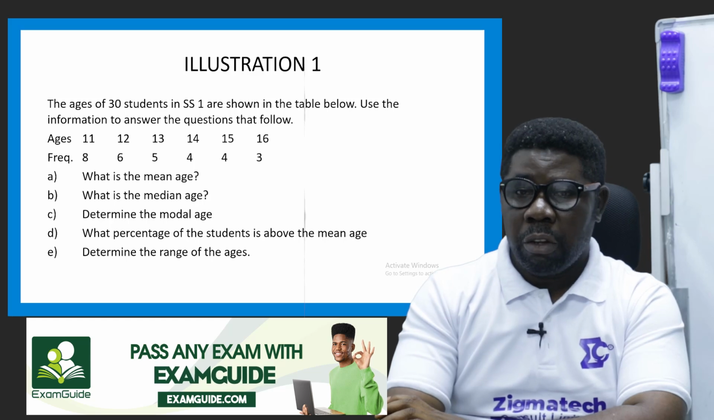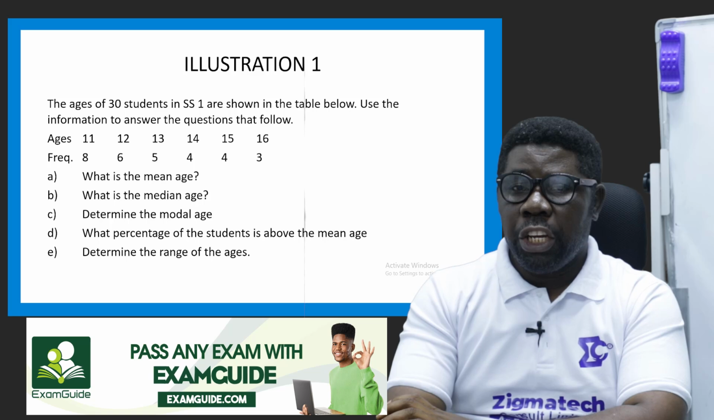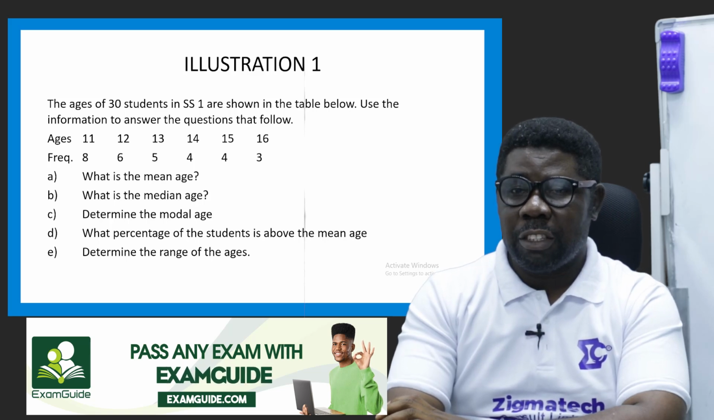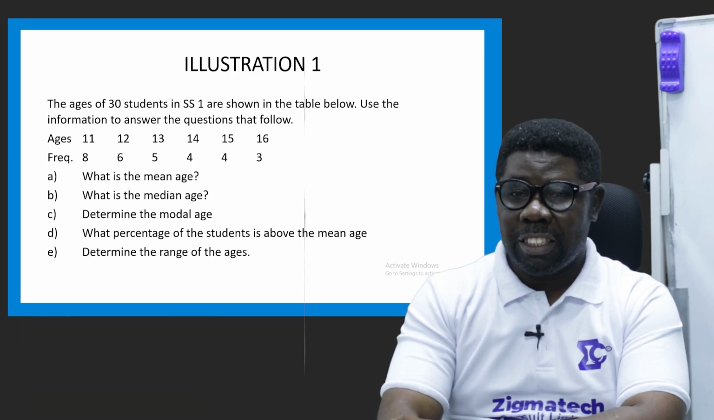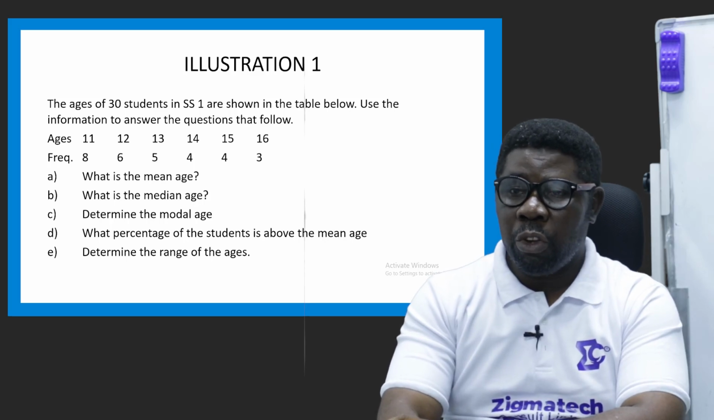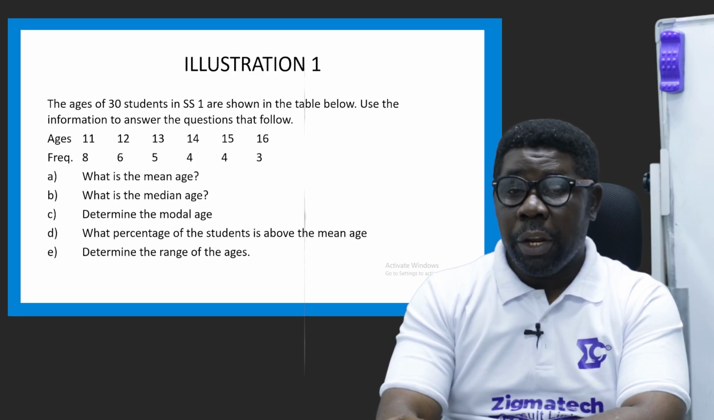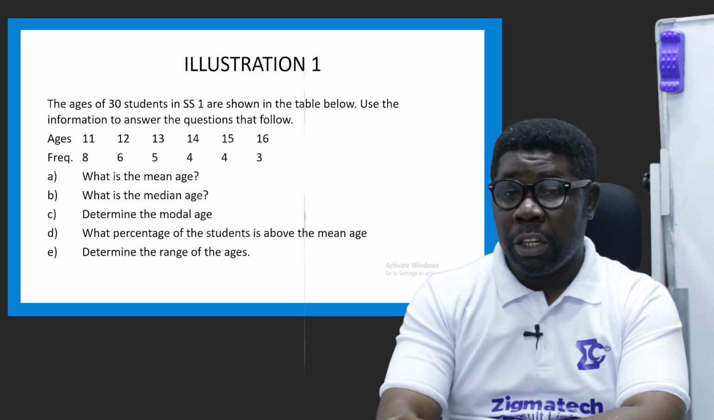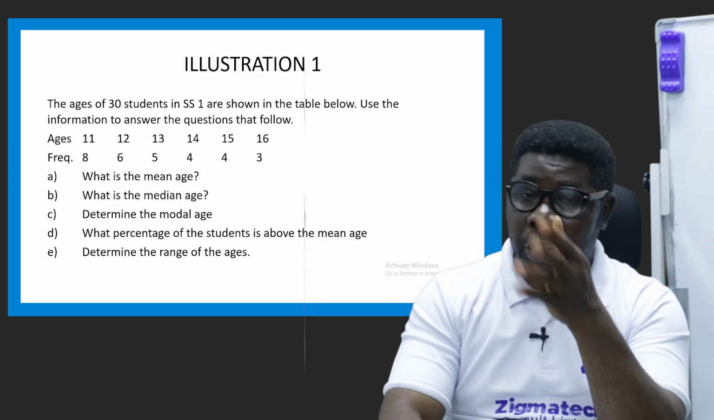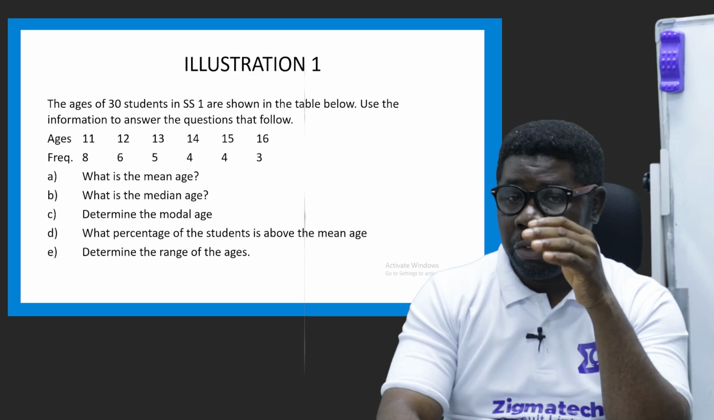Right, so let's see. The first thing we're going to have here is that the ages of 30 students in SS1 are shown in the table below. Use it to answer the questions that follow. What we did in that frequency table is something like this. We had these scores and the frequencies outlined, so we are going to borrow from it. We have the ages and the frequencies now.